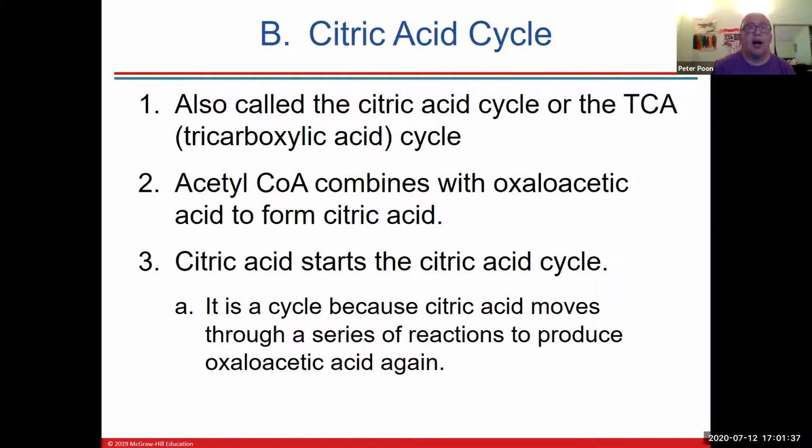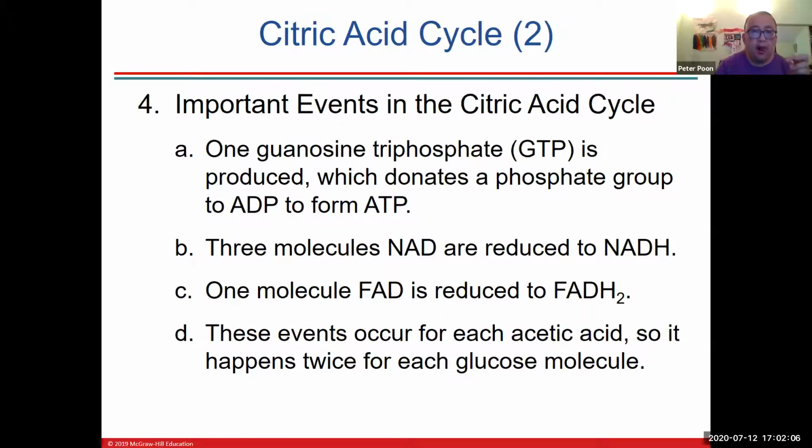There's a bunch of names for the citric acid cycle: the citric acid cycle, the Krebs cycle, the tricarboxylic acid cycle. Either way. The reason it's called the citric acid cycle is because the first thing you make is citric acid. And the cycle because you literally go in a big circle.